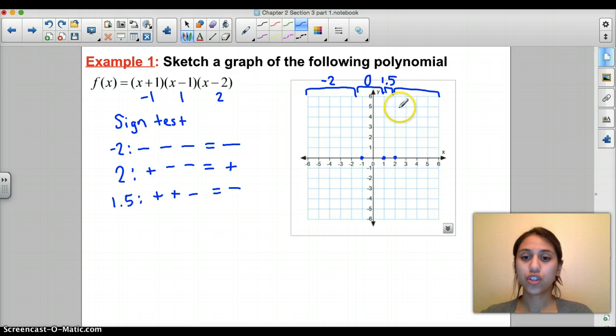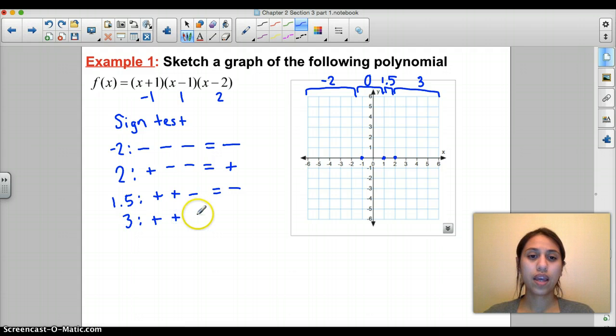Last one we need to check is between 2 and anything to the right. So let's just go ahead and do 3. So 3 plus 1 will be a positive. 3 minus 1 is a positive. And 3 minus 2 is a positive. So multiplying all positives, we'll get a positive.